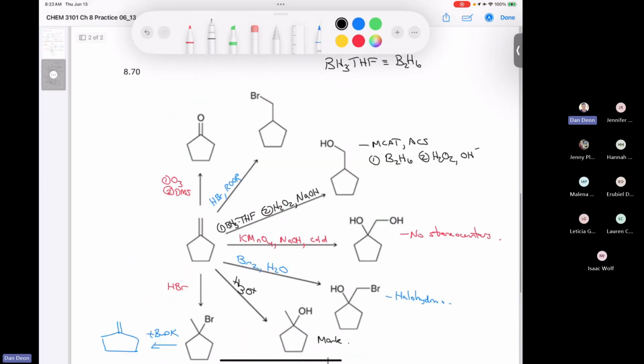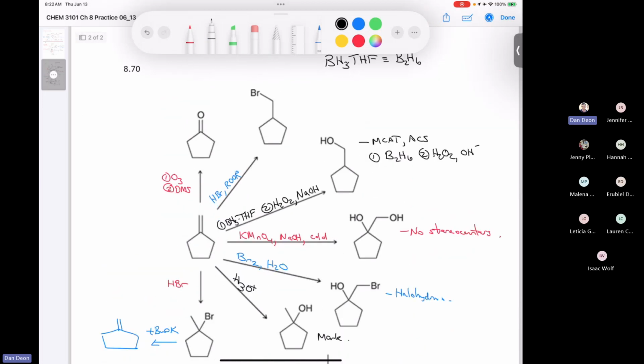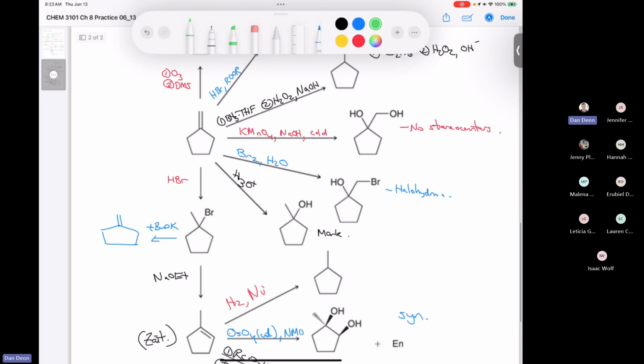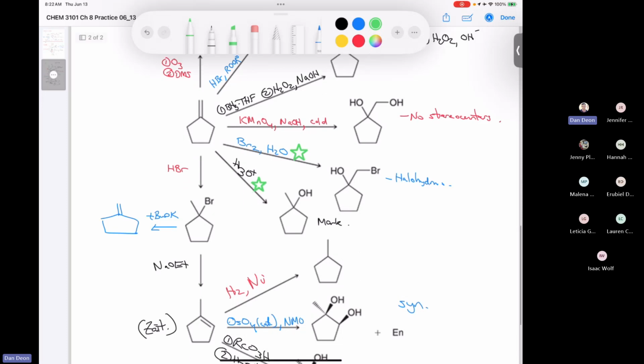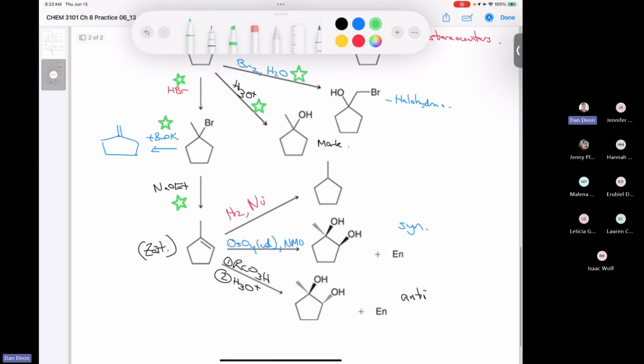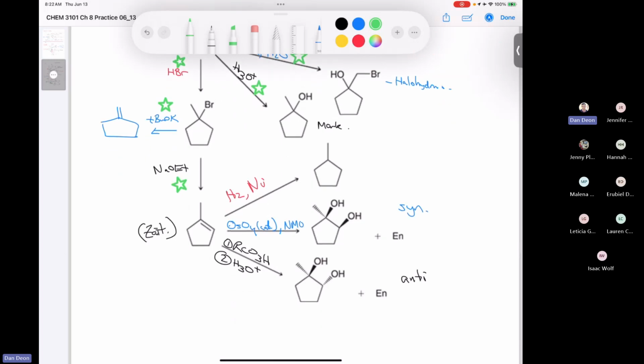So in terms of mechanisms that you need to know, what are the mechanisms that you need to know? I'll use a green star for this one, okay? The ones that you would need to know would be the formation of the bromonium ion. We covered that in detail. A Markovnikov addition of water across a double bond. A Markovnikov addition of HBr across a double bond. An E2 reaction, whether you get the Hofmann product or the Zaitsev product. And then the last one, I guess, would be the second step here, right?